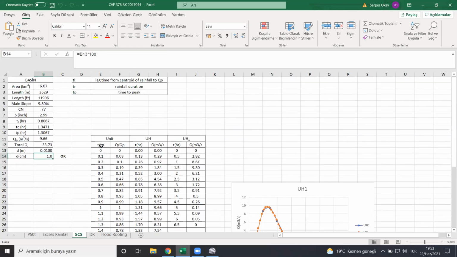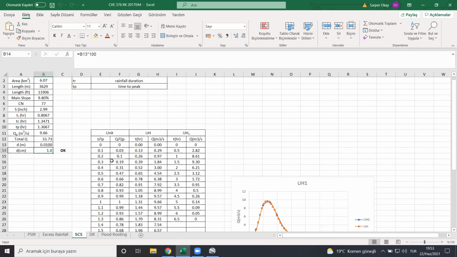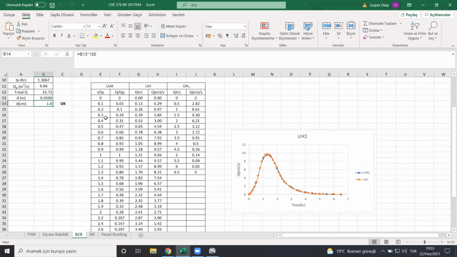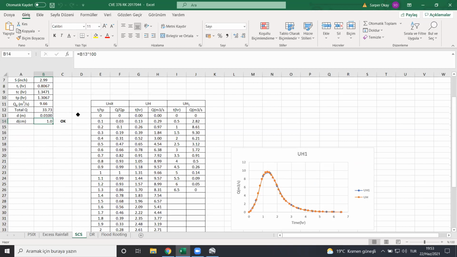How? In the SCS curve method, these T over TP and Q over QP values you can take from the internet or from our lecture notes. I think they're also given. Okay, it goes till 5. So once you find these TP and QP values, like this guy did, you will multiply these values by the TP value and you will find your T values. And for Q, you'll multiply this column with the QP value. You'll find your discharge values for the OH.